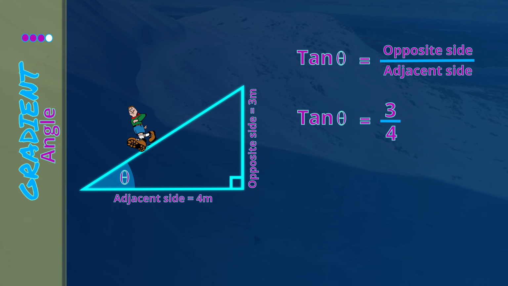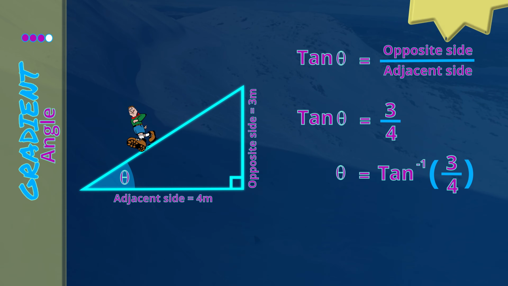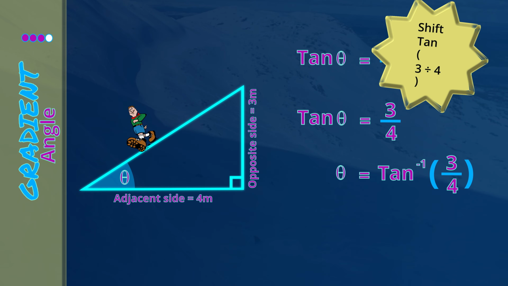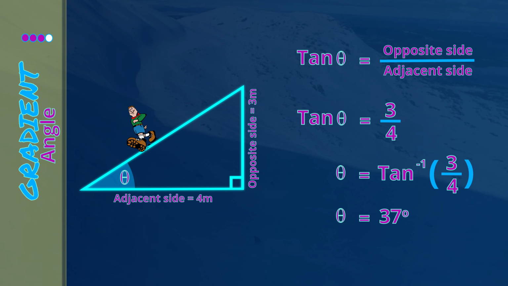Now use a calculator to access the tangent ratios of all sizes of angles. This is what we type on the calculator to find the size of this angle in degrees. We type Shift tan, open parentheses, 3 divided by 4, close parentheses. The angle of the gradient is 37 degrees.